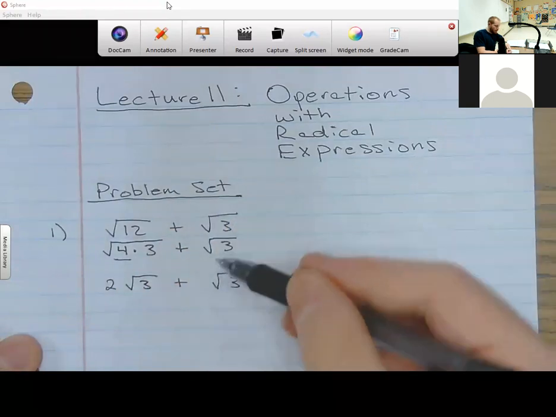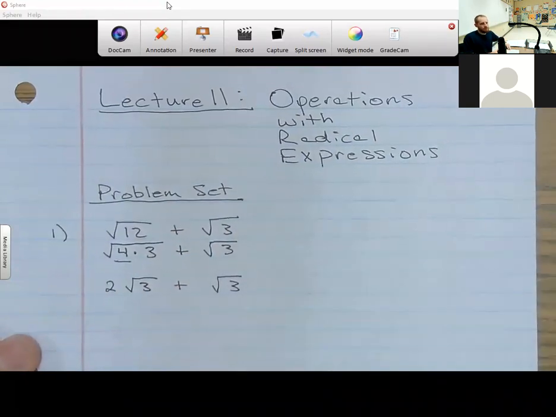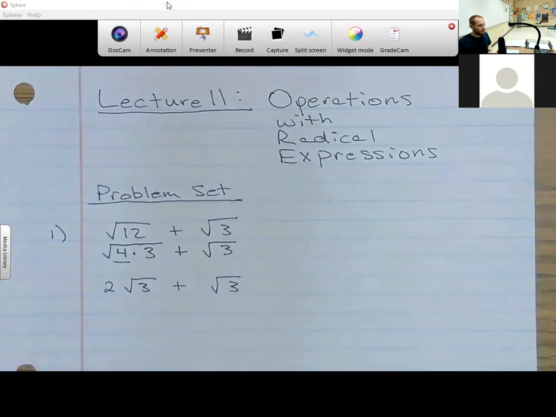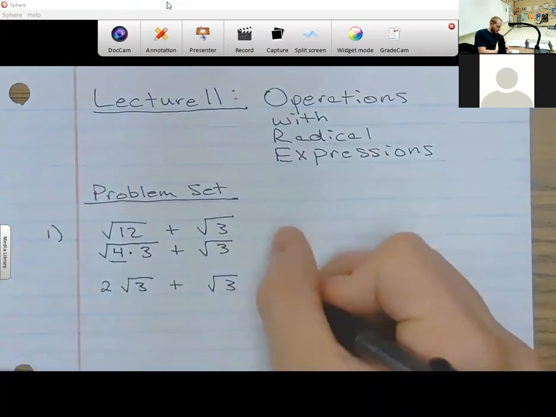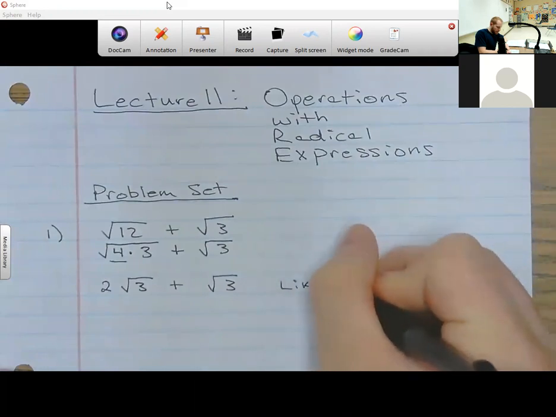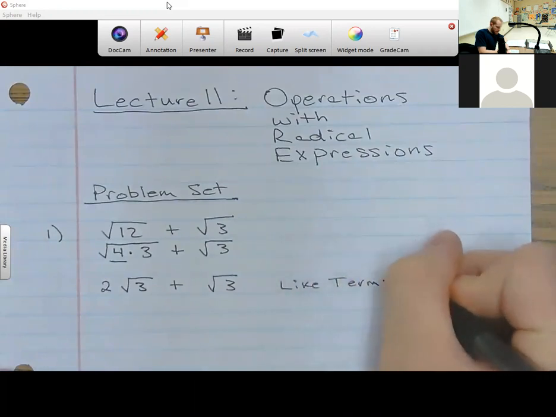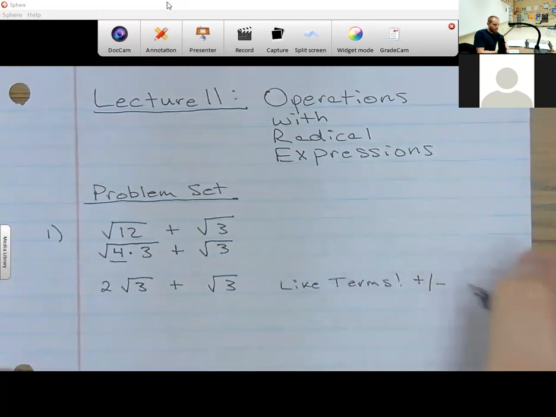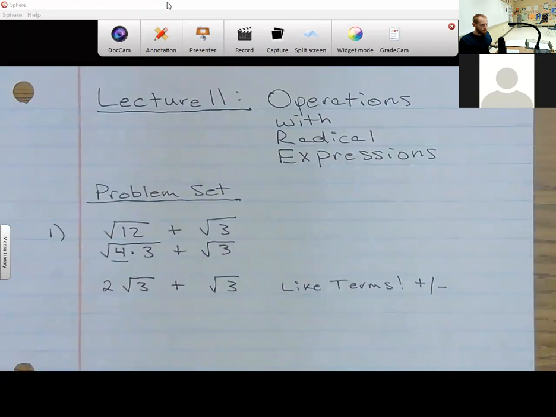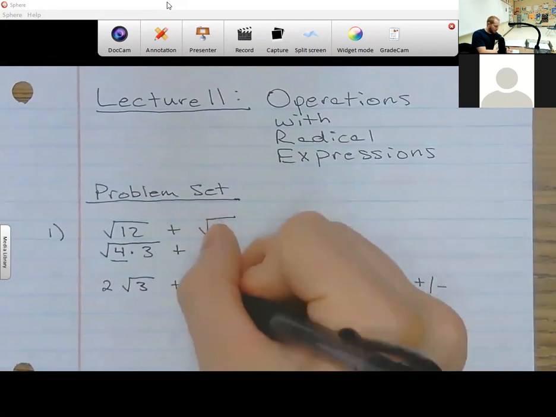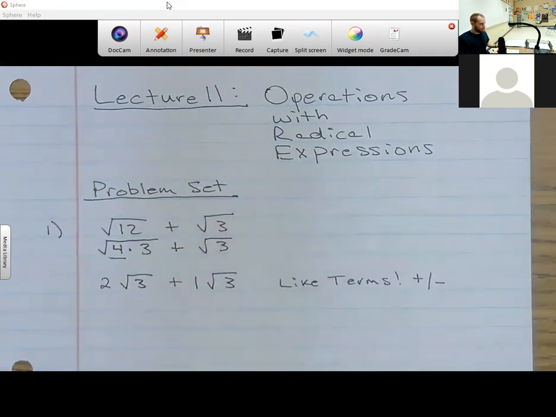And this thing on the right side is still the same. It hasn't changed yet. So now notice that I have like terms. That's what I want to get when I'm adding or if I'm subtracting. I want to get those like terms. Now notice I have a 2 out in front of the square root of 3. That's fine. But what number is outside of this one? Well, if there's no number there, we assume it to be a 1, right? So I'm just going to put a 1 right here, just so the math is easy.